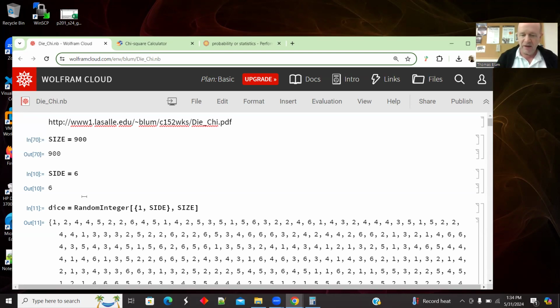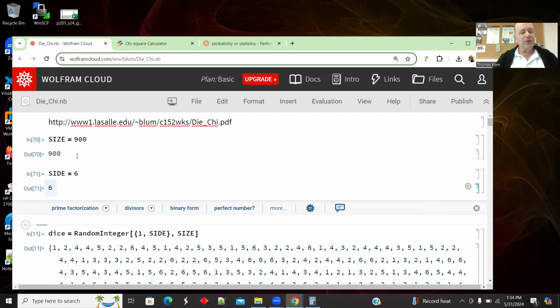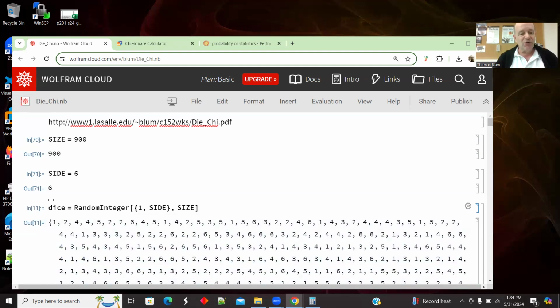Okay, and then there we are. So I've just established a size and a side, and then I'm going to use RandomInteger. This is my range, 1 to side, 1 to 6, and I'm going to get size of them. I'm going to get 900 of them, and I'm going to call that list dice.